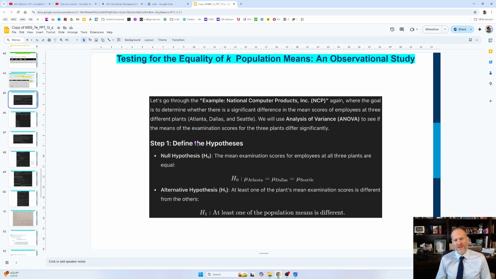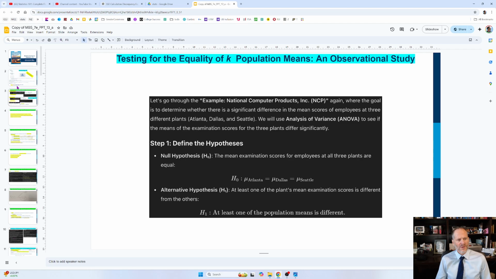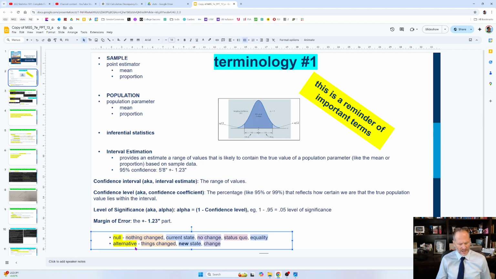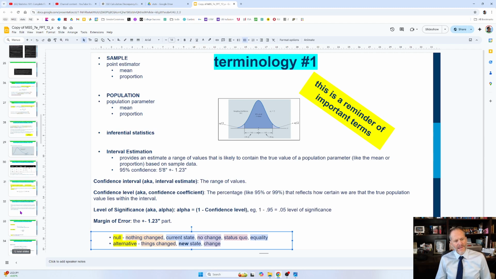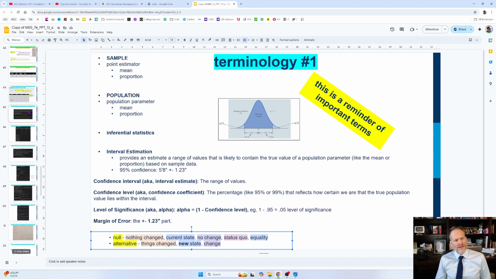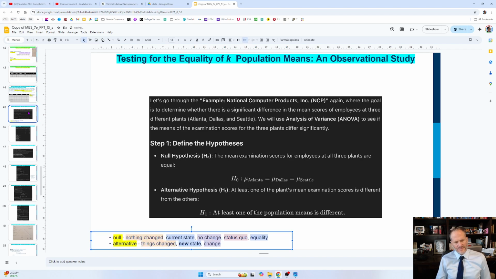So first we're going to define our null hypothesis, and when we define a null hypothesis, again, our heuristic, our rule of thumb, is this right here. So I'm just going to copy that and bring it down here, and we'll paste it right there. The null hypothesis is the area where we put equality, but it's also the status quo, the current state. Nothing has changed. There's been no change.